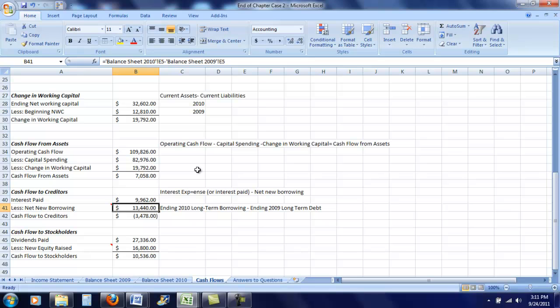$13,440. Now, to figure out my cash flow from creditors, I'm going to take the interest paid, and I'm going to subtract the net new borrowing. So we have a negative cash flow from creditors of $3,478. Just going to fix my typo here.